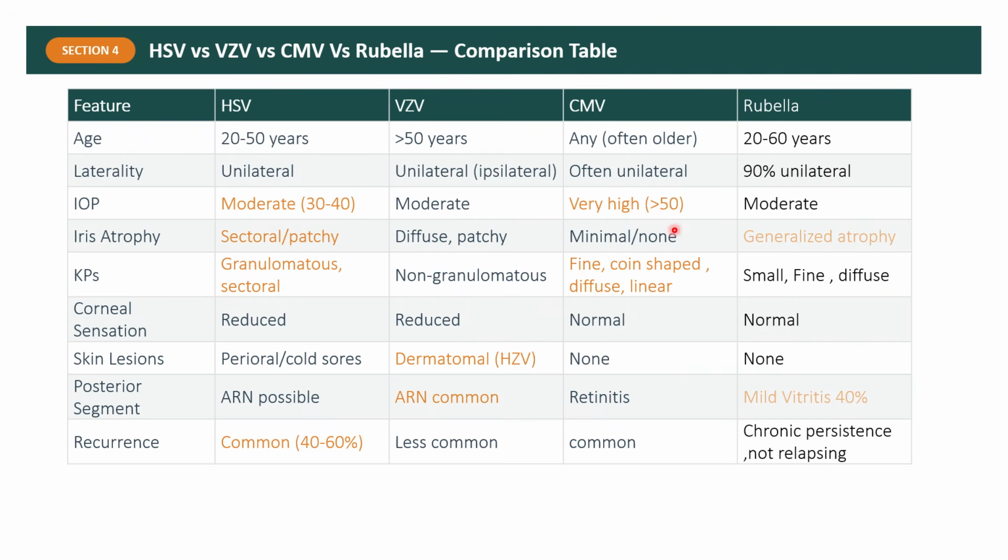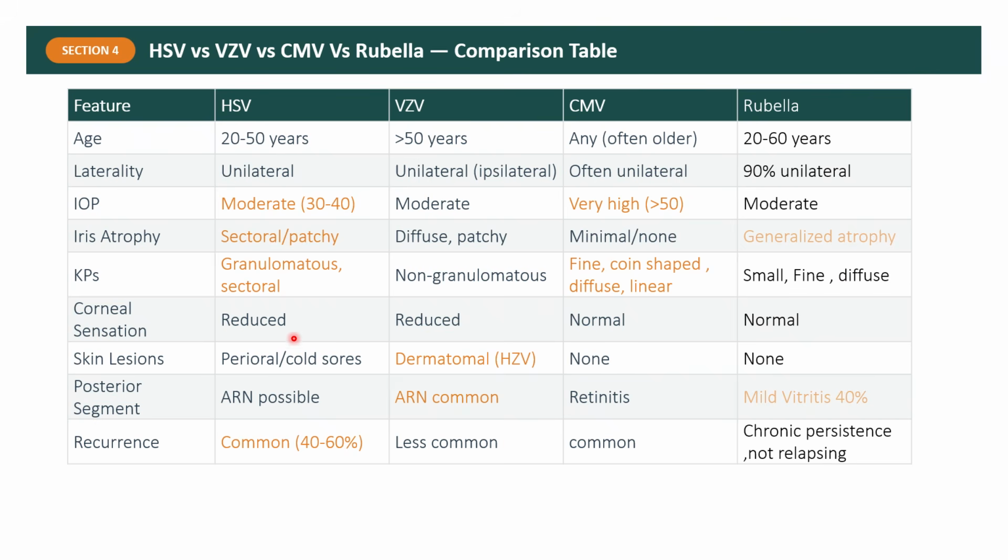IOP is high in all of them, but extremely high in cytomegalovirus. Iris atrophy or iris changes is the hallmark feature of herpes simplex and herpes zoster, and some iris atrophy is present in rubella and cytomegalovirus. Rubella can be associated with heterochromia in 70% of the cases. KPs are commonly granulomatous in herpes simplex; however, non-granulomatous uveitis with fine keratic precipitates can also be seen. Herpes zoster is commonly non-granulomatous uveitis. Cytomegalovirus is characterized by coin-shaped and linear keratic precipitates. Satellite lesions and fine KPs all over the cornea are a feature of rubella.